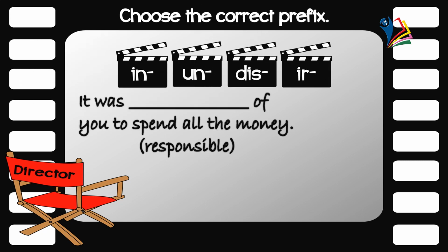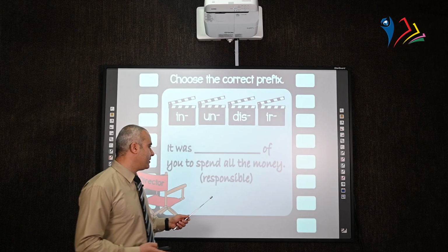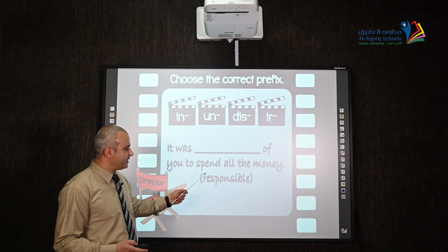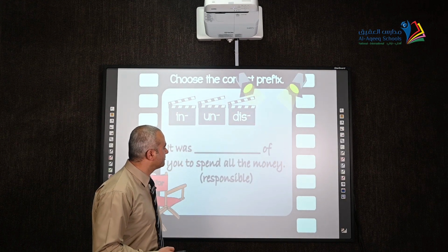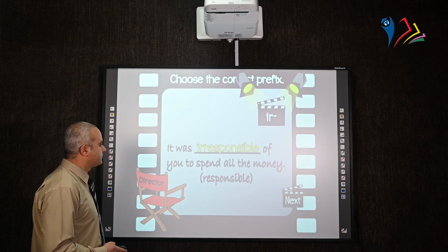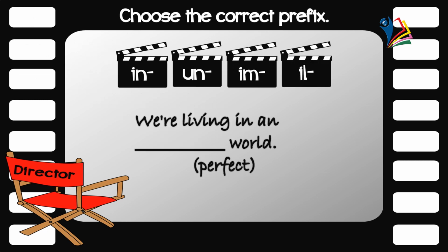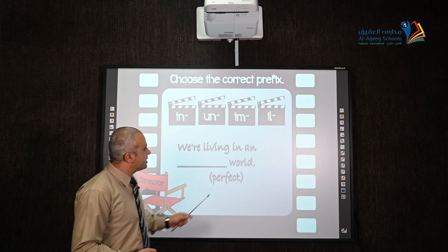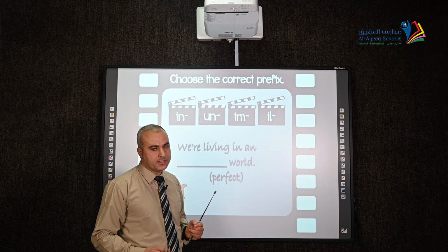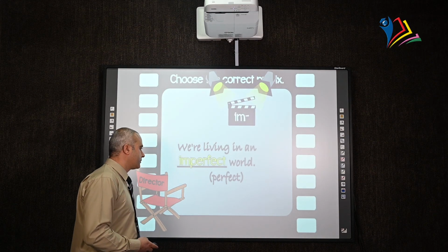And in this one: it was irresponsible of you to spend all the money. Responsible begins with the letter R. The word root here begins with the letter R, so we use irresponsible. Okay. And: in, un, im, il. We are living in an imperfect world. The word root here begins with the letter P, so we said that we use im with word roots that begin with M or P. Imperfect. Okay.